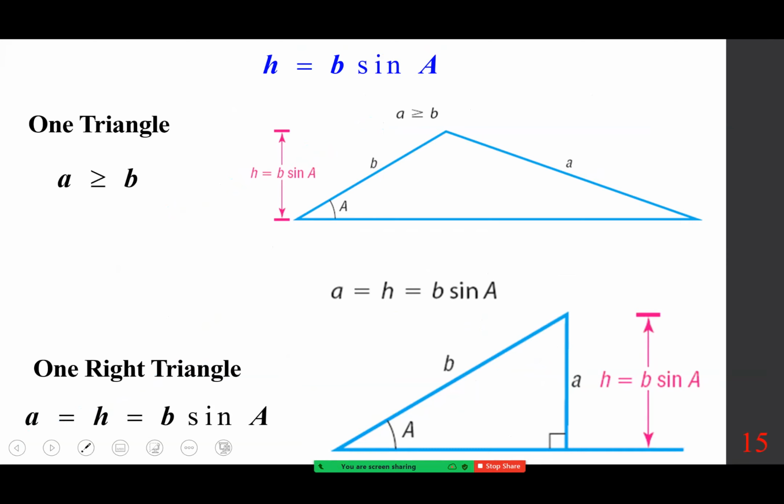So if A, which is the opposite of the angle that is given, is larger than or equal to B, we have one triangle. If A is equal to H, which is B sine A, we have one unique triangle which has a right angle. So we have one right triangle. Now, do we have to memorize this? No, we can go through the process and we can easily see whether they're going to work out or not. So let's look at a couple of examples.